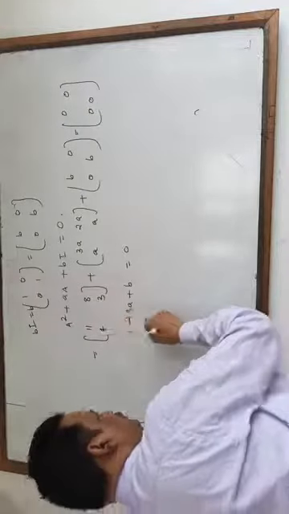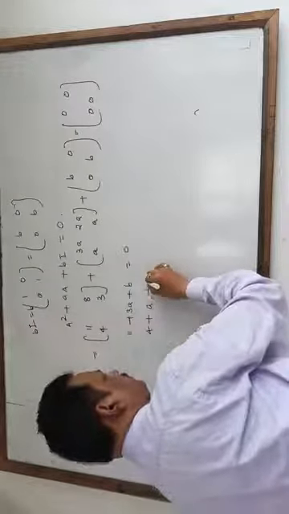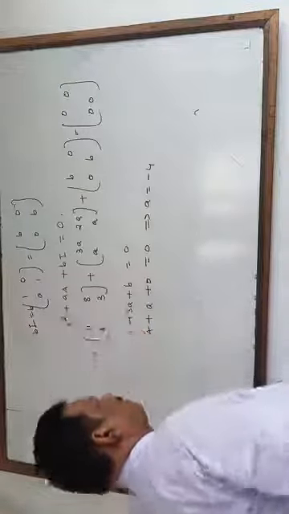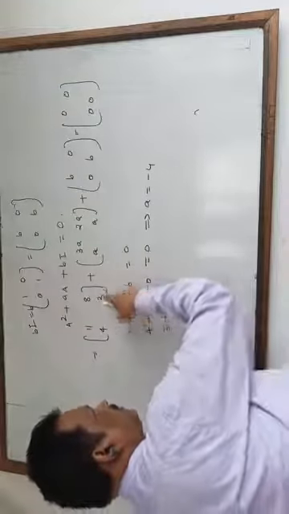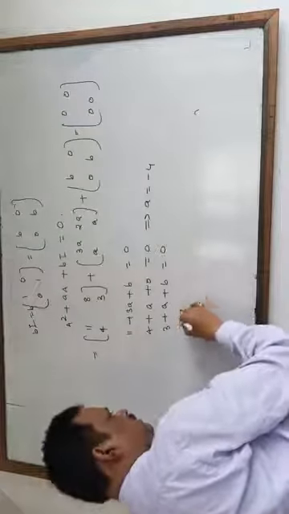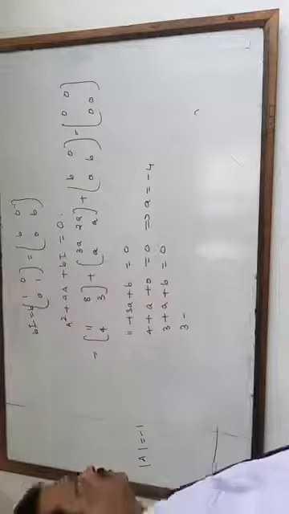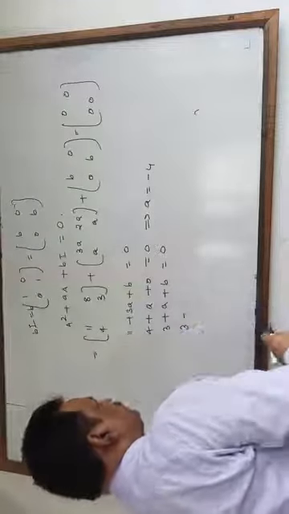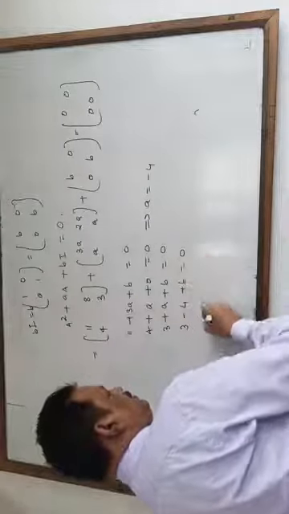Then 4 plus A plus 0 equals 0. This gives you A equals -4. Then 3 plus A plus B equals 0. So 3 minus 4 plus B equals 0.